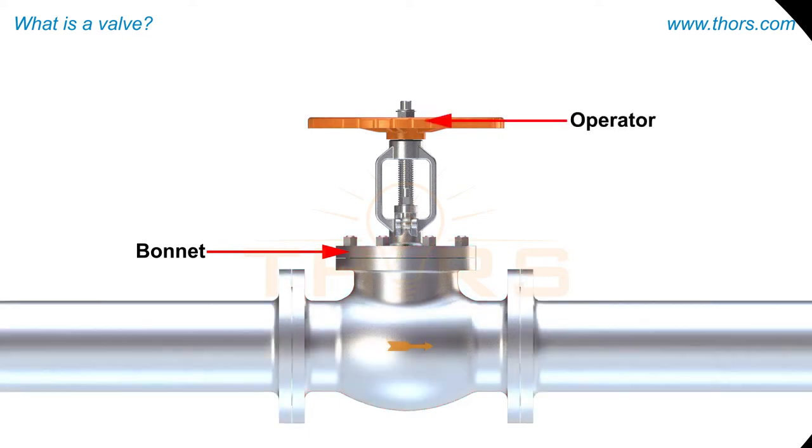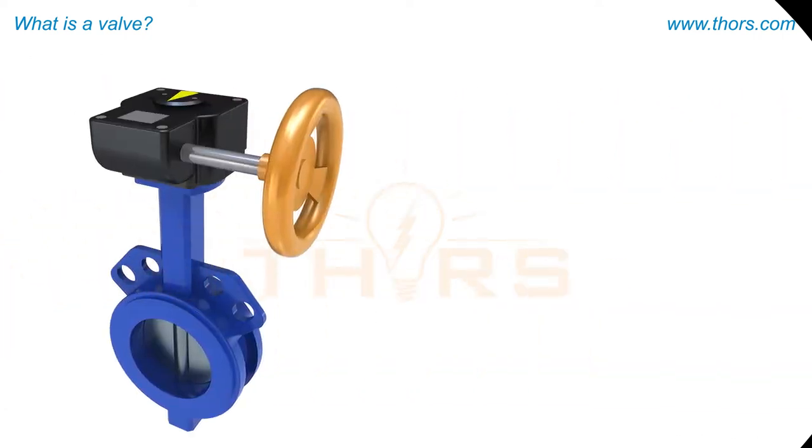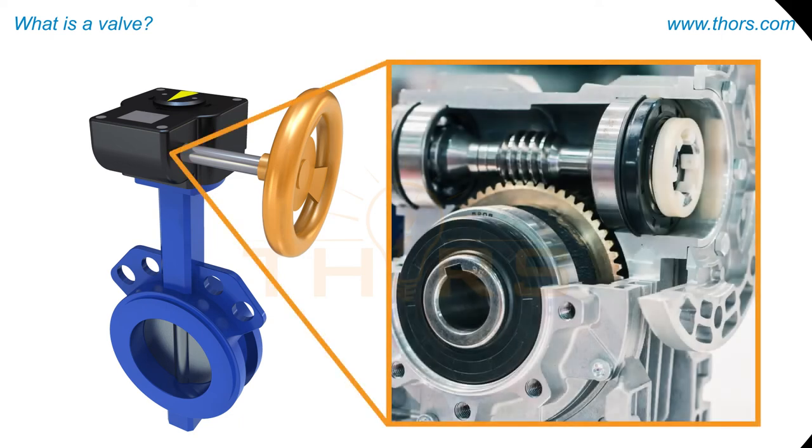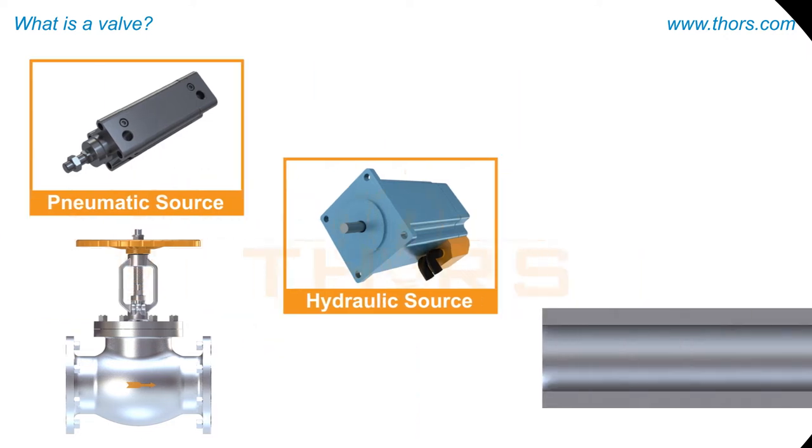The operator controls the various functions of the valve. The operator can be handled manually using a hand wheel or lever with or without a gear. Larger sized valves have a worm gear mounted for easier manual operation. The operator can also be automated by an electric source using electric power, or a pneumatic source using compressed air, or a hydraulic source using non-compressible fluid such as hydraulic oil.